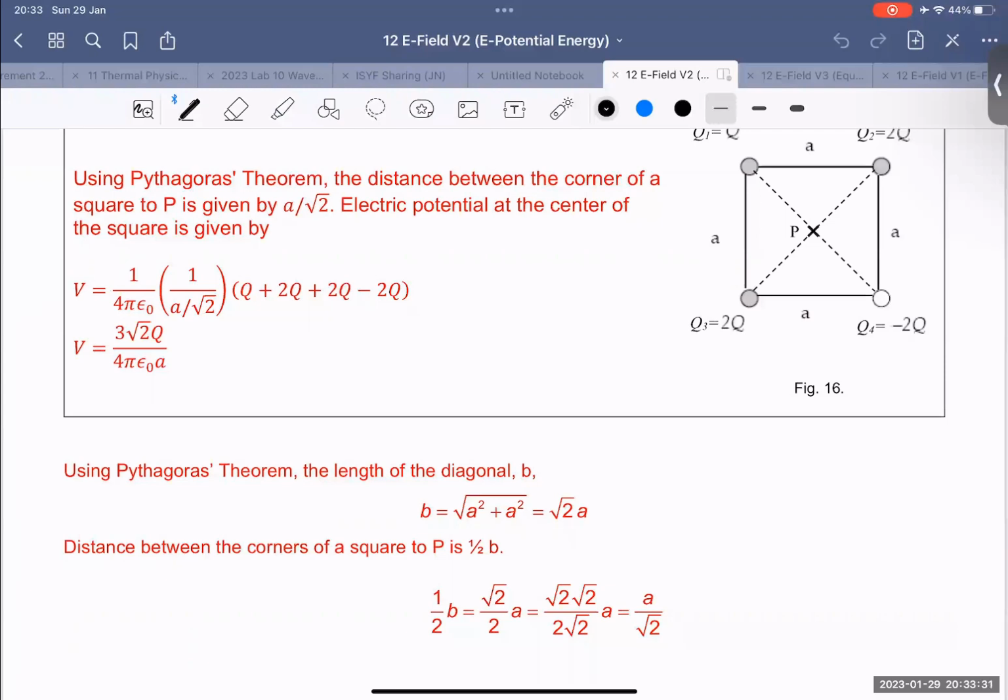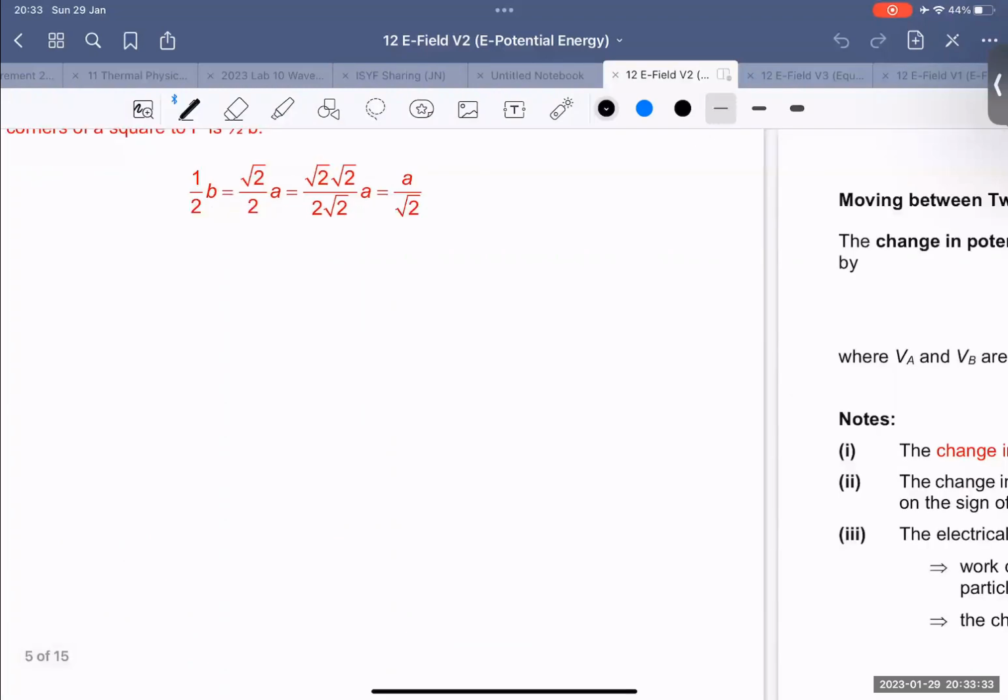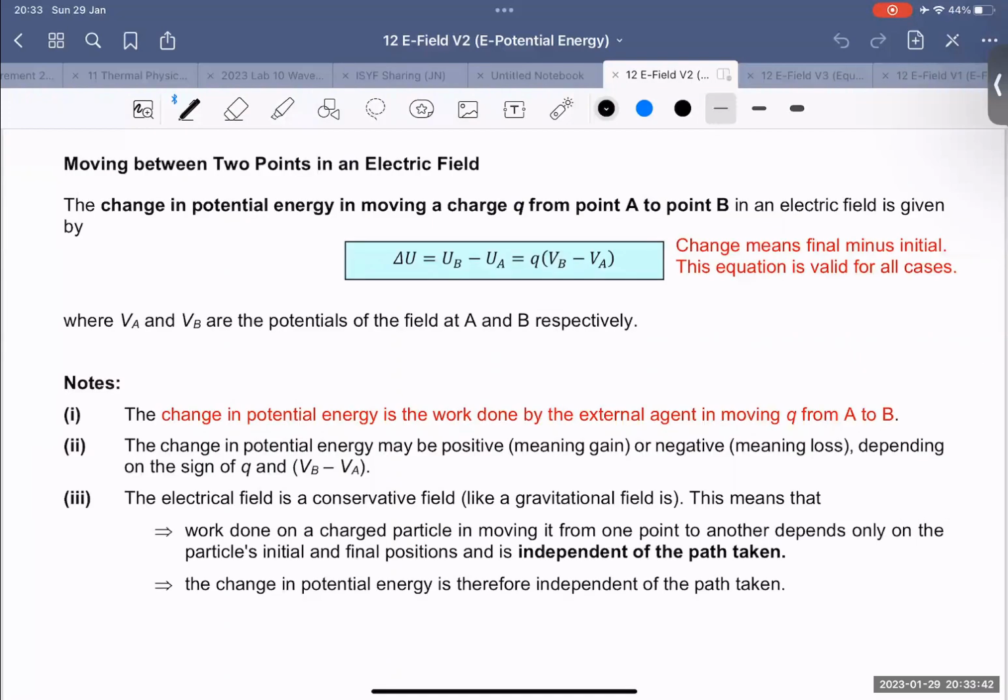So moving between 2 points in an electric field, the change in potential energy in moving a charge Q from point A to point B in the electric field is given by delta U equal to UB minus UA. And UB is Q VB and UA is Q VA. In physics, change means final minus initial. And note that this equation is valid for all cases. Okay, note that the change in potential energy is the work done by the external agent in moving Q from A to B.